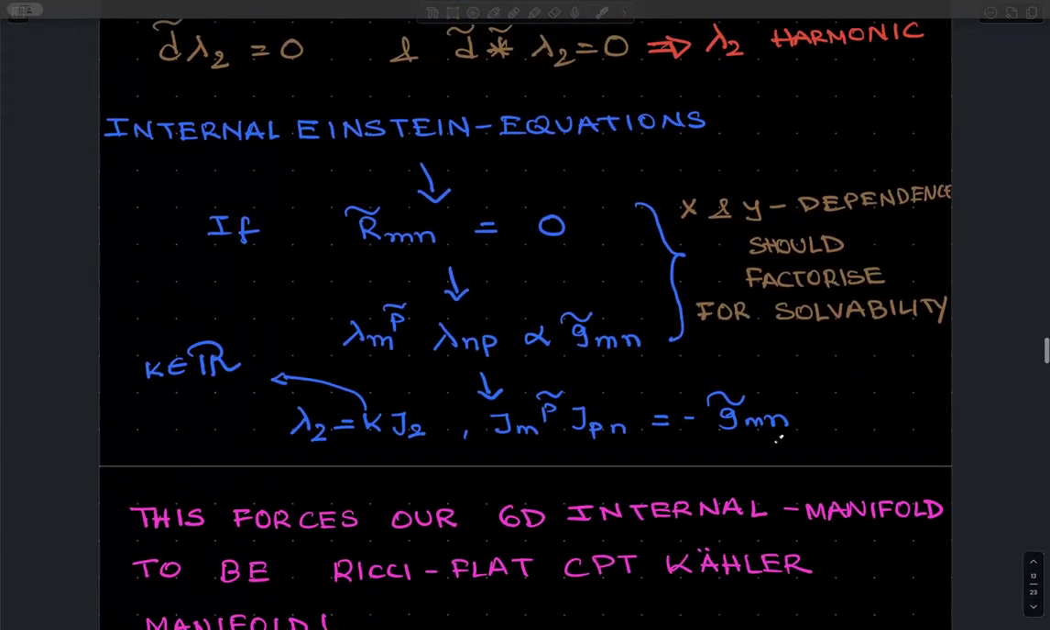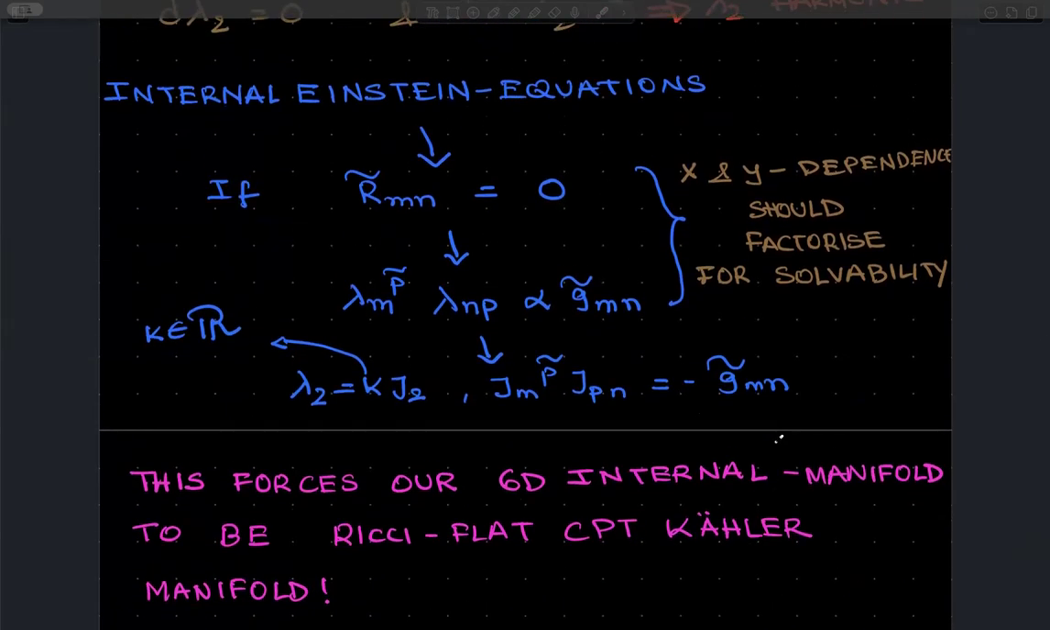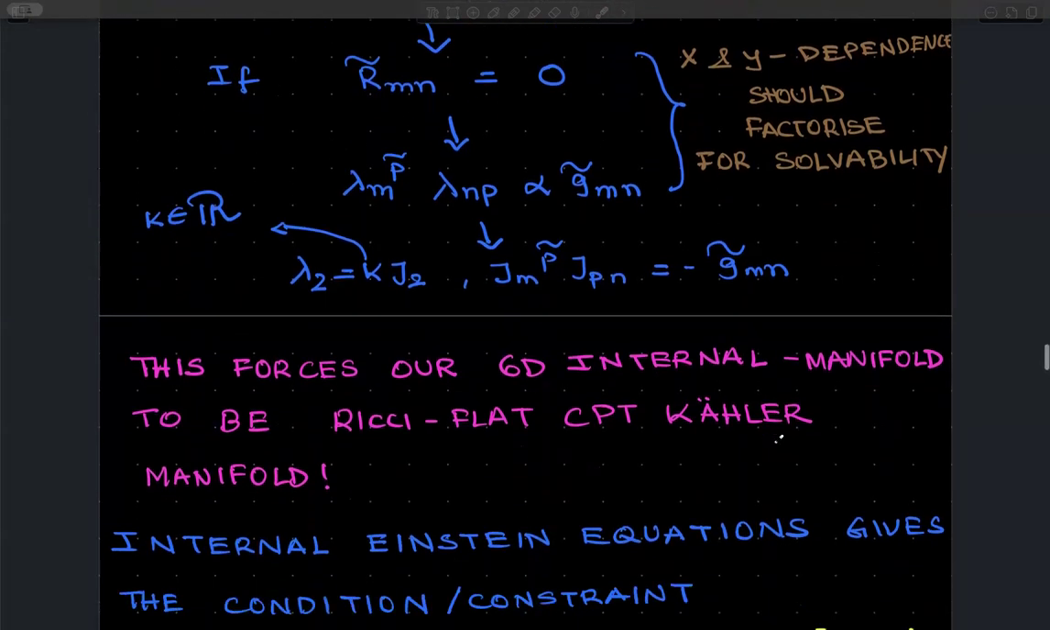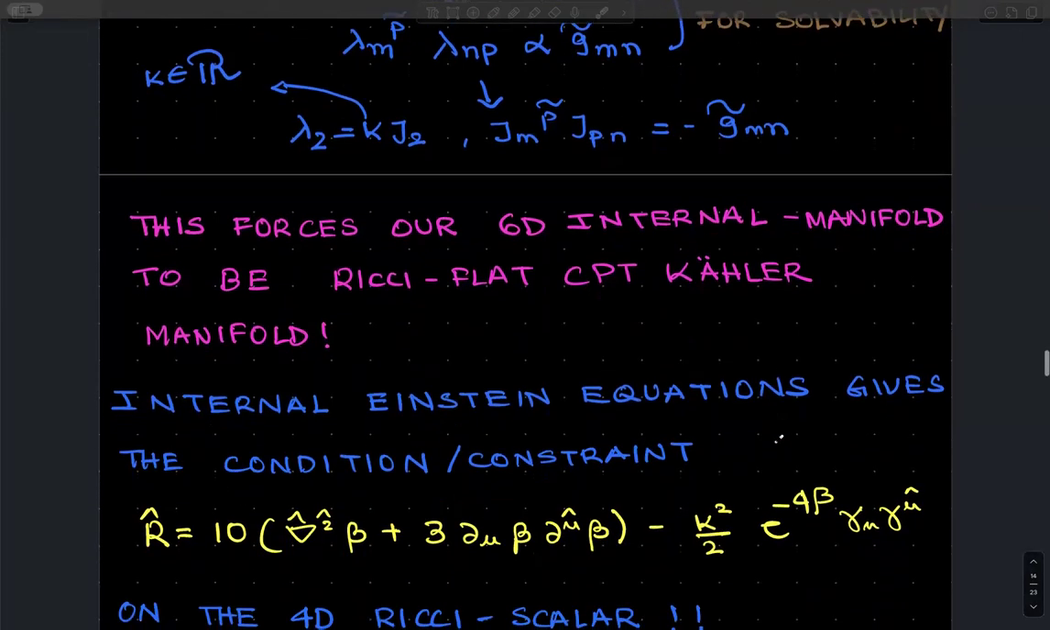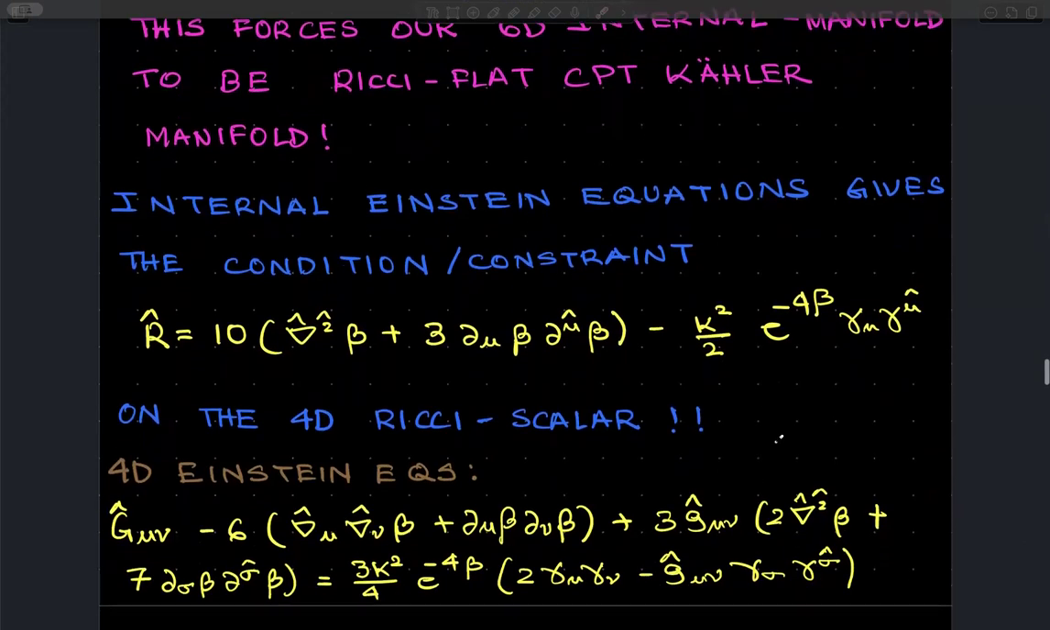So of course, this forces our 6D internal manifold to be a Ricci-flat, compact scalar manifold. Of course, I'm not saying Calabi-Yau because there's no restriction on the holonomy. It could be T6 or some K3 cross T2 or something. So the internal Einstein equation gives a constraint on the 4-dimensional Ricci scalar, which is this. And of course, there is the 4-dimensional Einstein equation that we have to solve.